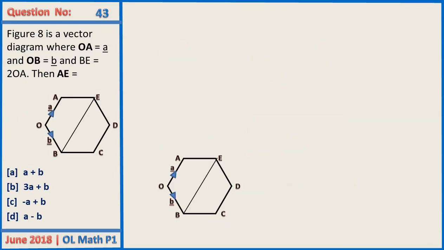Question 43. The vector diagram: OA is equal to A and OB equals B. BE is equal to 2 times OA. Find AE. So vector geometry once more here.